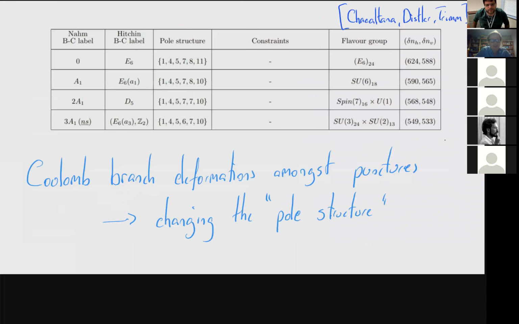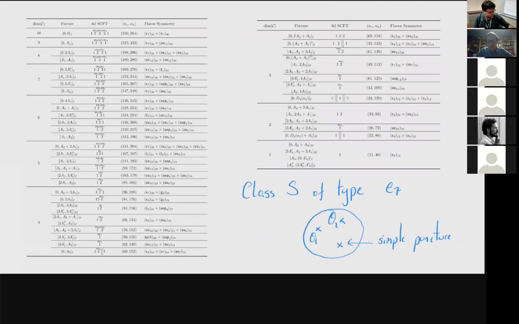Okay, so that was a limited set of examples. There were about 10 there. This is what happens if you start with the 2,0 theory of type E7. You get a lot more theories, you get about 50. And again, you find exactly the same thing for each fixture with 2 arbitrary punctures and 1 simple puncture. You have some 6D theory that when you compactify it on a T2, you get a theory with the same central charges, same flavor symmetry, same flavor levels.